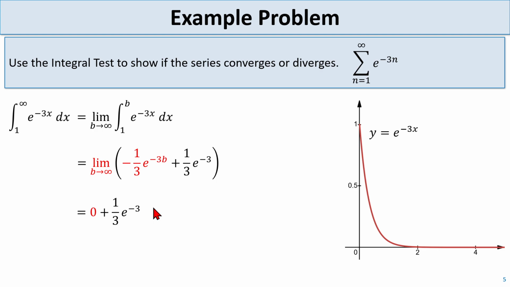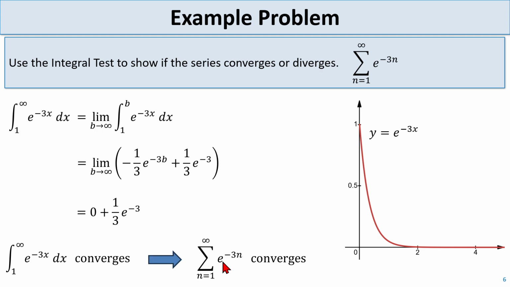Therefore, by the integral test, since this improper integral converges, so does the infinite series that we were trying to decide whether or not it converges. Note, this was a situation where we were allowed to use the integral test because if you look at the graph of this function, it is indeed always positive. It's also continuous. I can draw it without lifting my pencil. And it is decreasing. Those are the three conditions that allow us to use the integral test.